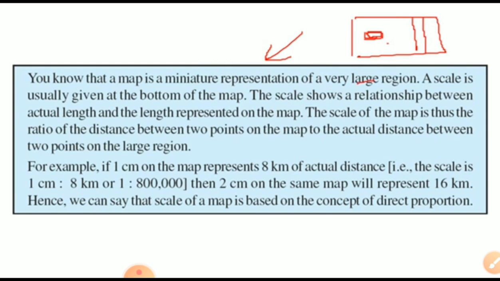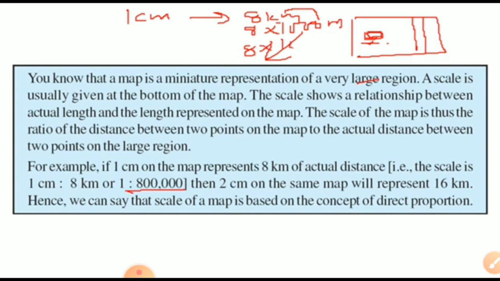Suppose 1 centimeter on the map represents 8 kilometers of actual distance, that means the scale is 1 centimeter is equal to 8 kilometers, or you can say 1 is to 8 lakh centimeters. Very good, clear. Then 2 centimeters on the same map will represent 16 kilometers. Hence we can say the scale of a map is based on the concept of direct proportion.